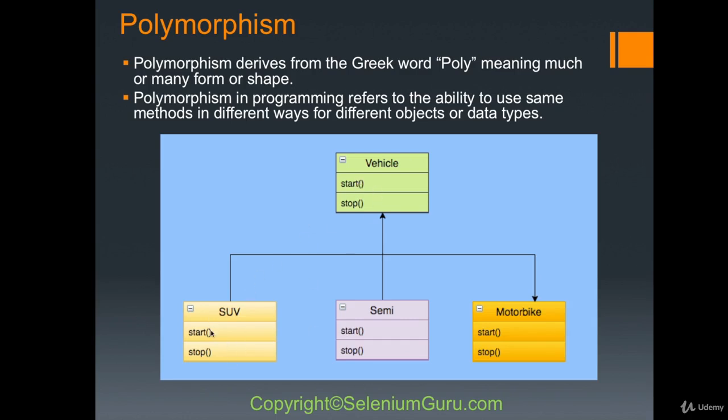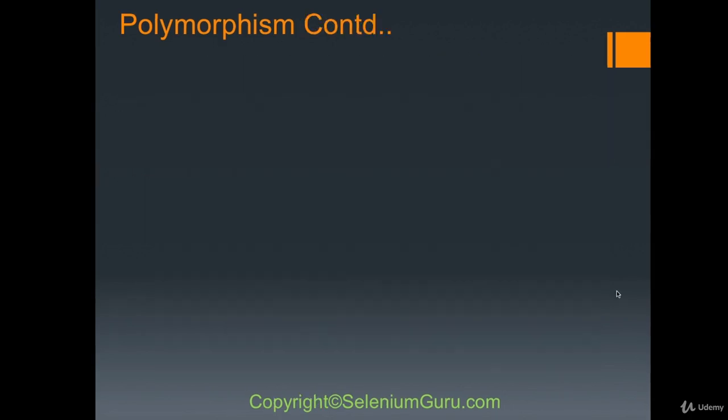So you've got the same method names, stop, start, start, stop, but they operate differently, right? They come in different forms, right? And it's like polymorphism in programming language. So now let's see how we can do it.